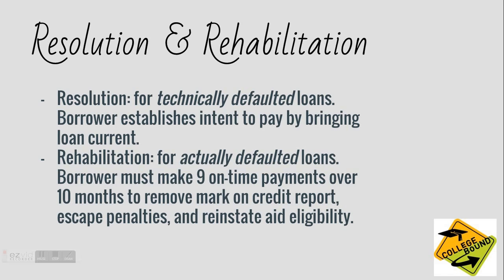However, once the loan status changes to an actual default, a student must go through the process of something called loan rehabilitation, which is much more complicated. In order to bring their loan to current status when it's in actual default, a borrower must discuss with their servicer the minimum required payment and must make 9 on-time payments over 10 months. Completion of this process will remove the default status from the borrower's credit report and remove all potential penalties.